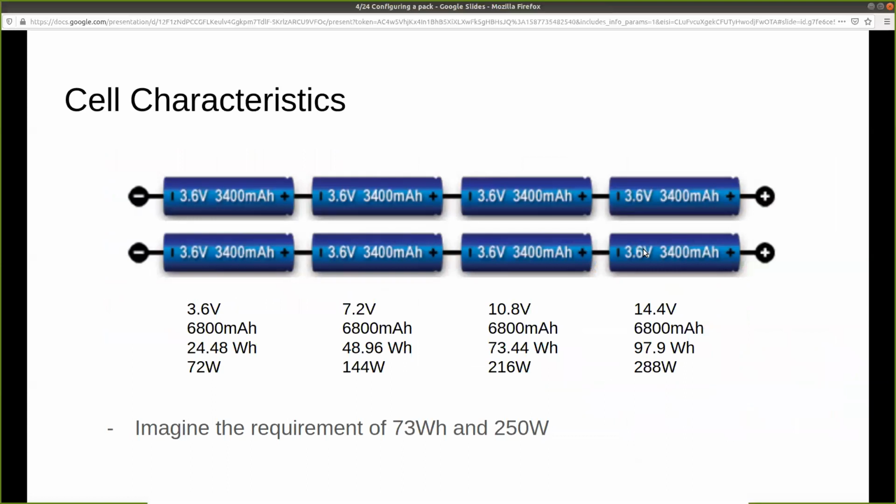So an example is if we were looking at this battery pack that has 2 parallel strings, and our requirement was 73 watt hours of energy storage and 250 watts of power output. We could get to this third section if we had 2 cells in parallel and 3 cells in series. Ignore the last 2. That would be 73 watt hours and 216 watts. So now we have enough energy, but we can't put out enough power.